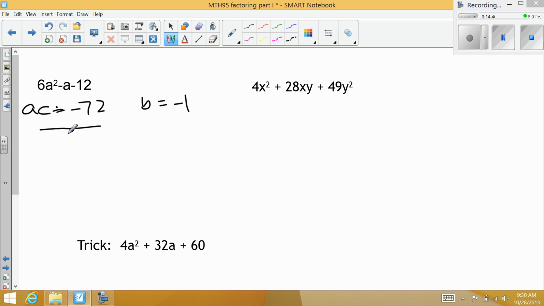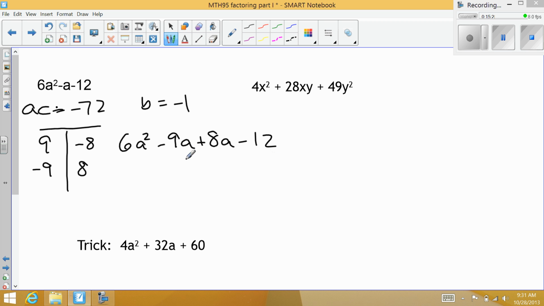So I'm not going to bother checking things like 1 times 72 and 2 times 36. How about 9 times 8? A positive 9 times a negative 8 would multiply to negative 72 but add up to positive 1. But a negative 9 times a positive 8 does add up to negative 1 and still multiplies to negative 72. So I can take my 6a squared, expand my subtract a to a subtract 9a plus 8a and a subtract 12.